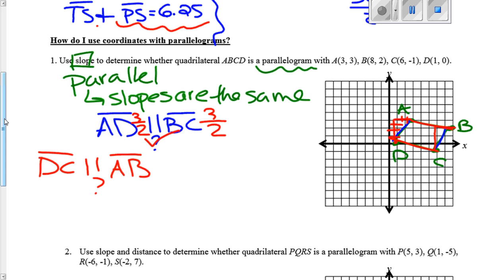So DC, this one is a negative slope. I'm going down. Down 1 over 1, 2, 3, 4, 5. So it has a negative slope of negative 1 over 5. AB, going down 1, over 1, 2, 3, 4, 5. Okay. Slopes are congruent. That means that this is a parallelogram.